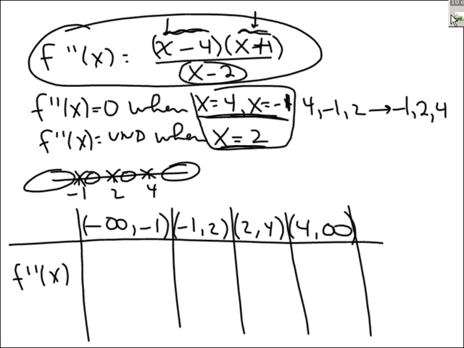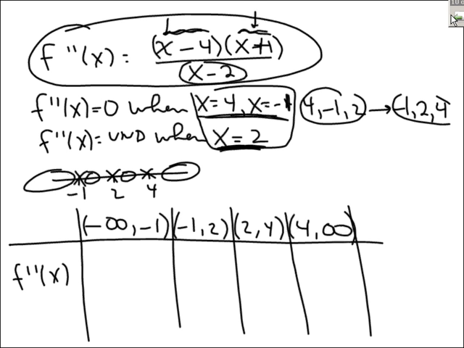Find out which values make, I meant to say the second derivative 0. Find out which values then make the second derivative undefined. There they go. Write them in increasing order. Make up this amount of the table that you see.